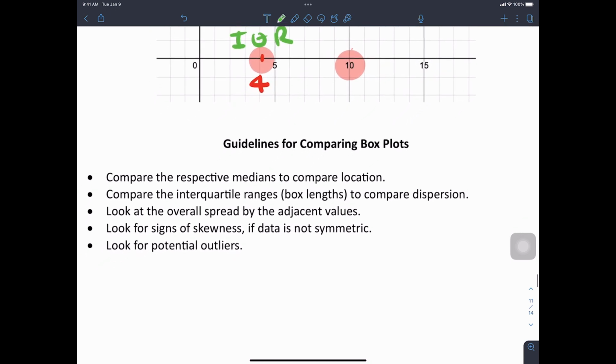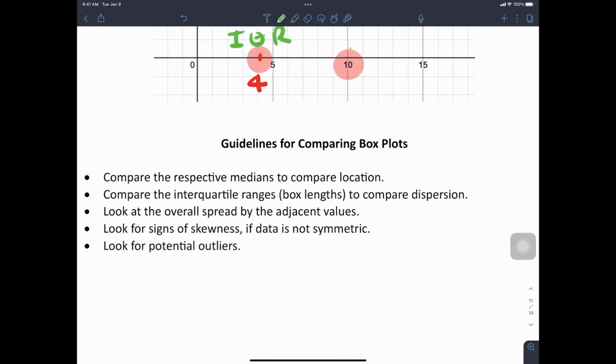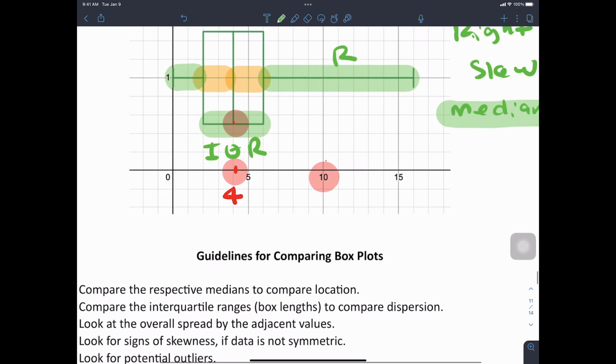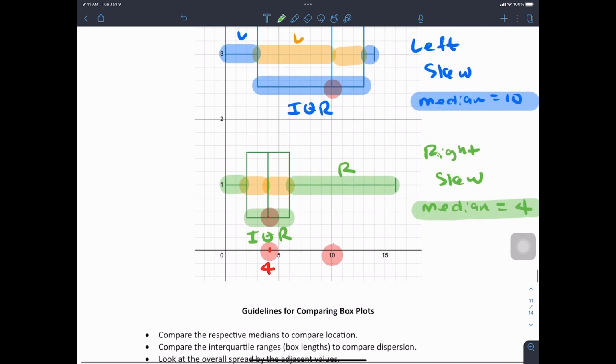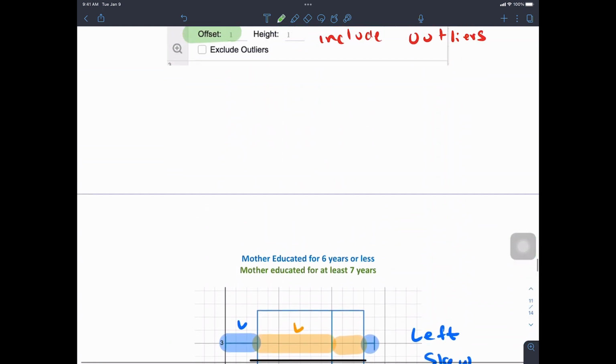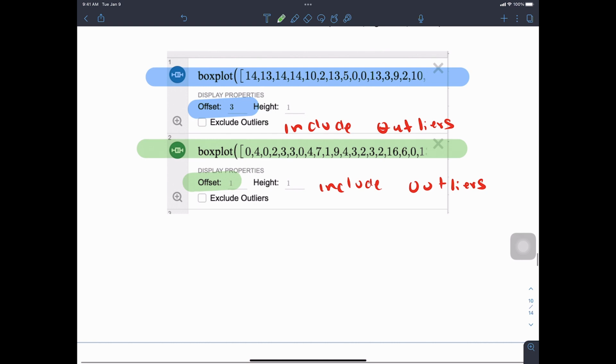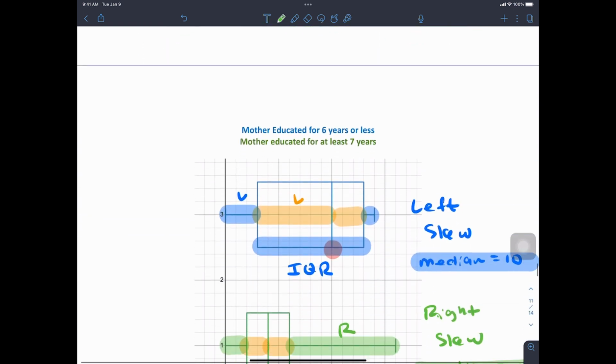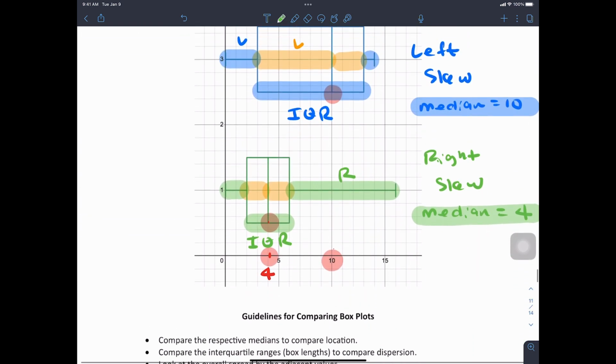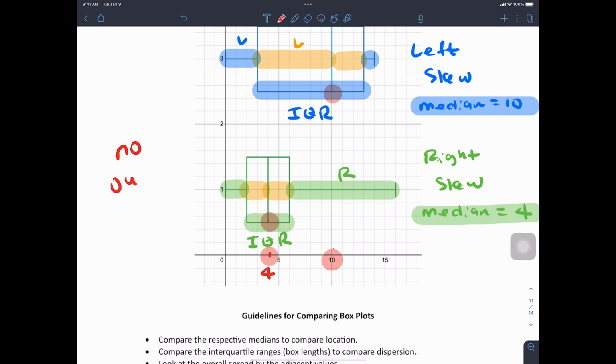They want you to compare the interquartile ranges, the box lengths, to compare that dispersion. Look at the overall spread by the adjacent values next to them. Look for signs of skewness. We did. And look for potential outliers. Well, they didn't have any outliers. You thought they may, but there is none because it would label them, and you don't have any data values that are outliers. So there are no outliers for these pictures here.